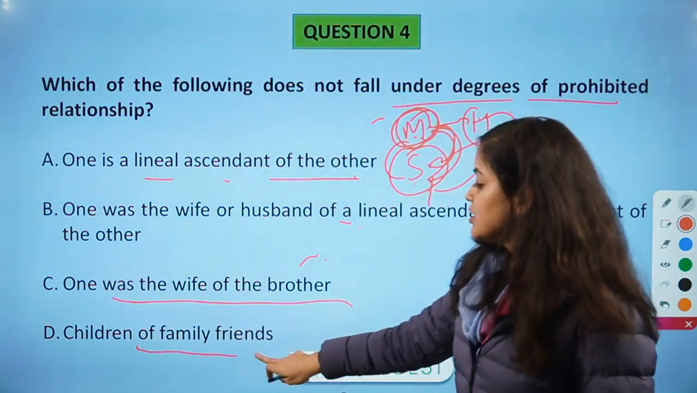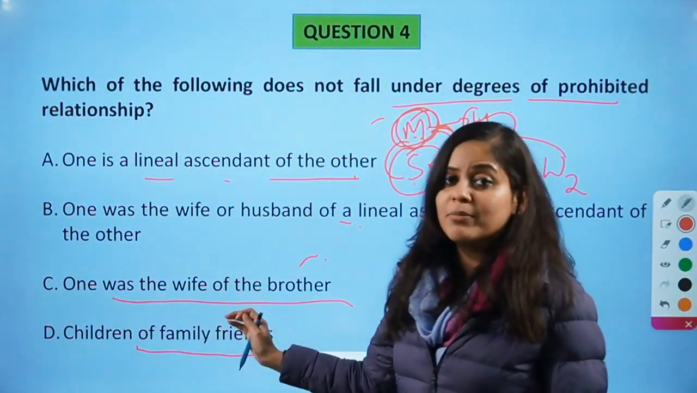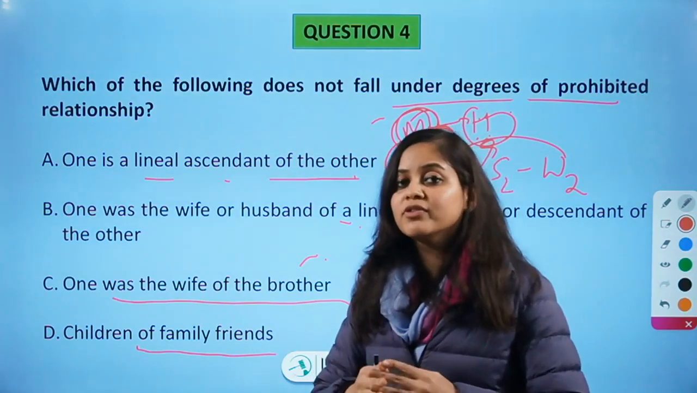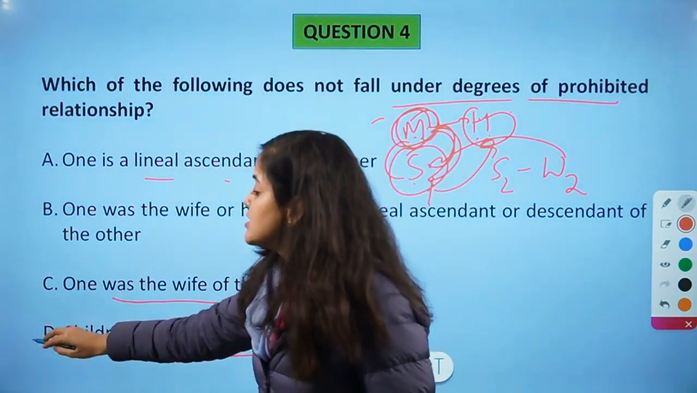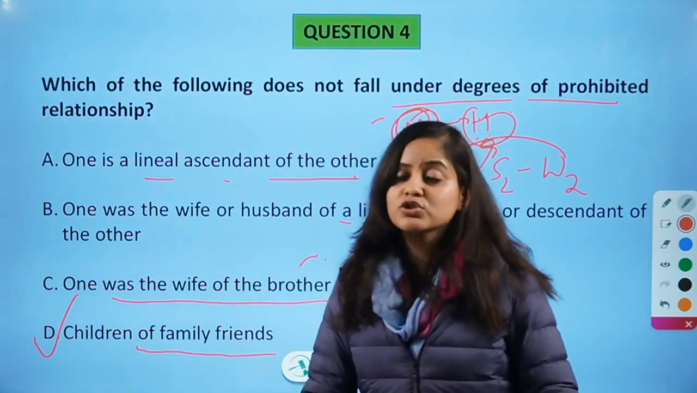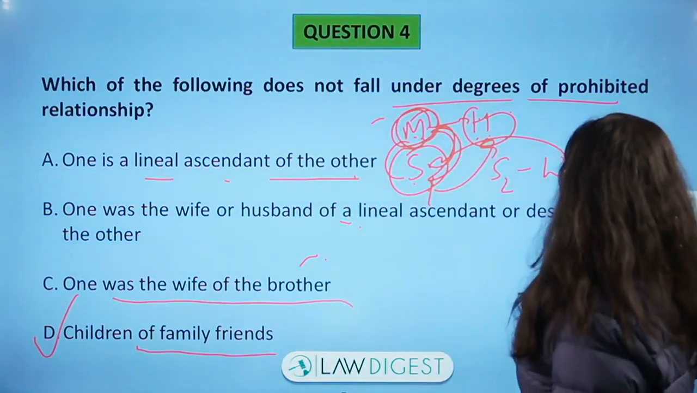The next option, the last option that we are left with, children of family friends. So children of family friends, they can get married together. These are not prohibited degree of relationships. So option D is the correct answer here.